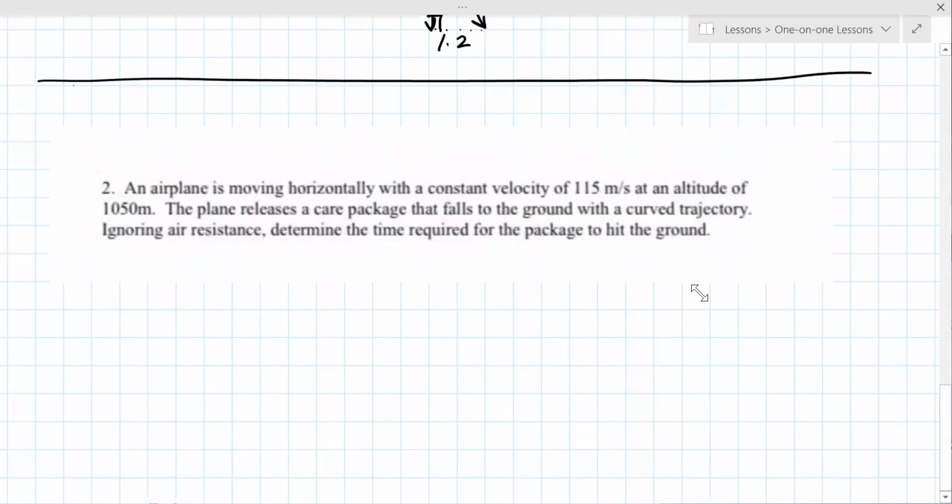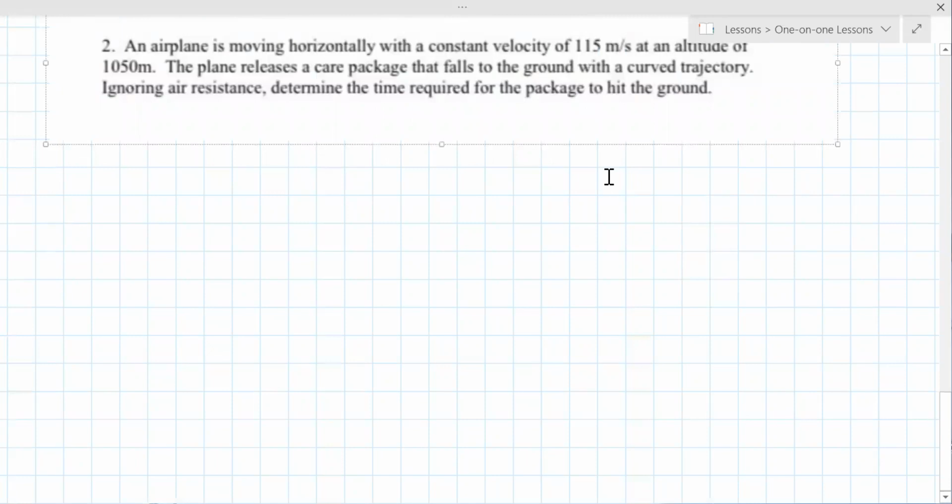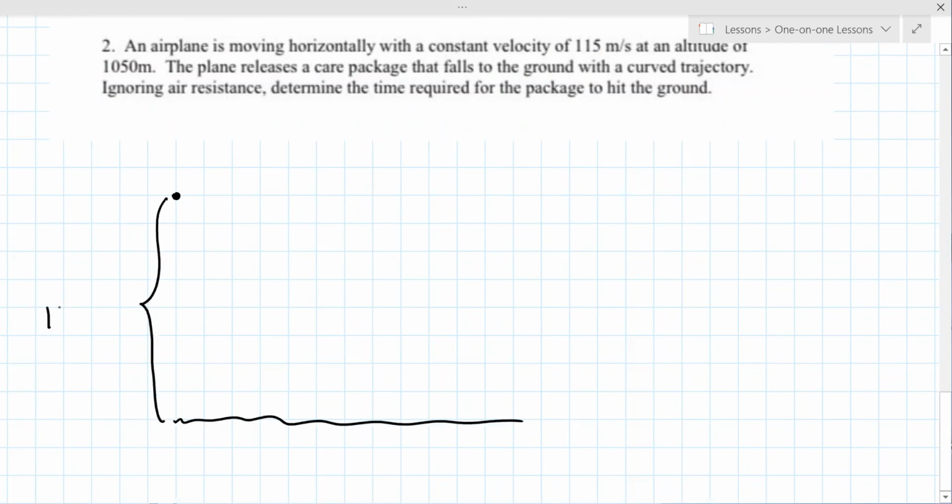Okay, so it says an airplane is moving horizontally with a constant velocity of 115 meters per second at an altitude of 1,050 meters. So the airplane is up here, this is your airplane, the ground level is down here, and this height is 1,050. It's moving only horizontally at 115 meters per second, and a care package that falls to the ground goes like this: it's released and comes down, kind of like the last problem where you hit the water.